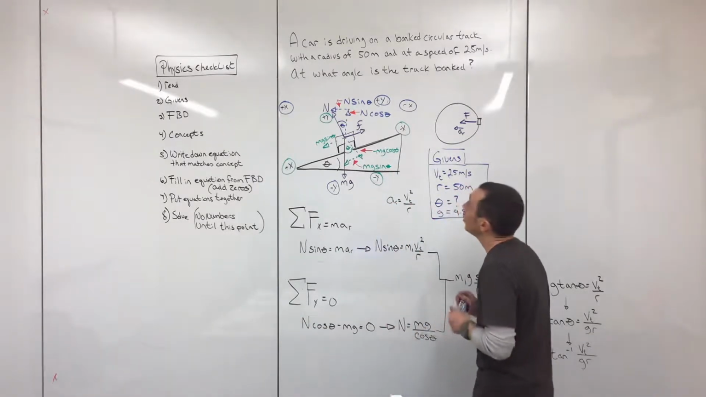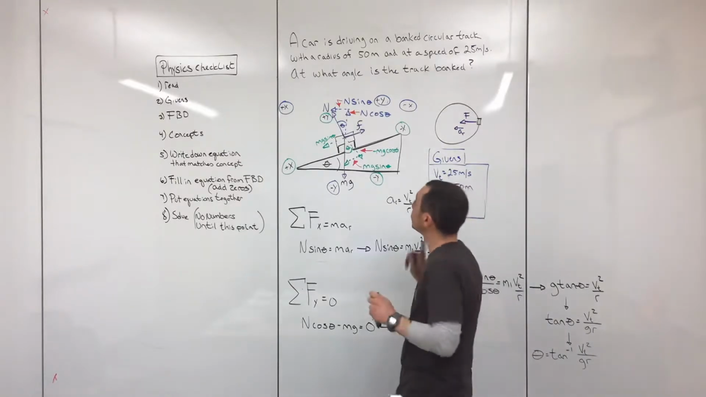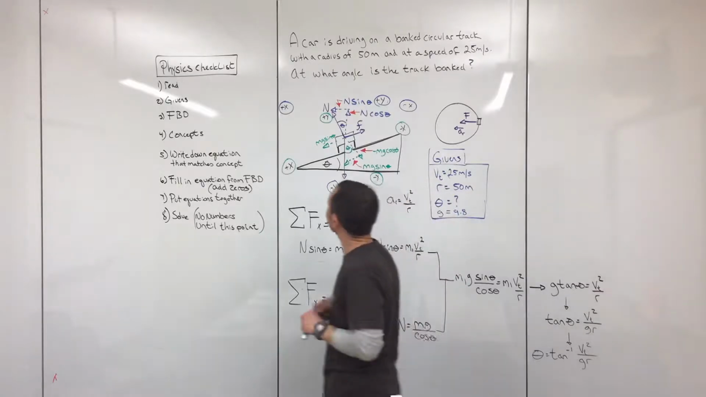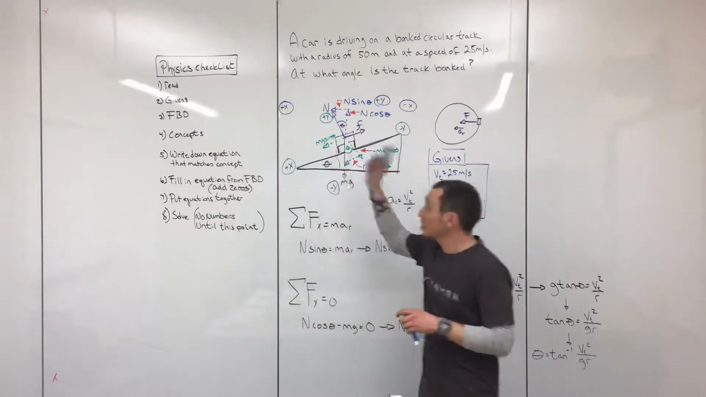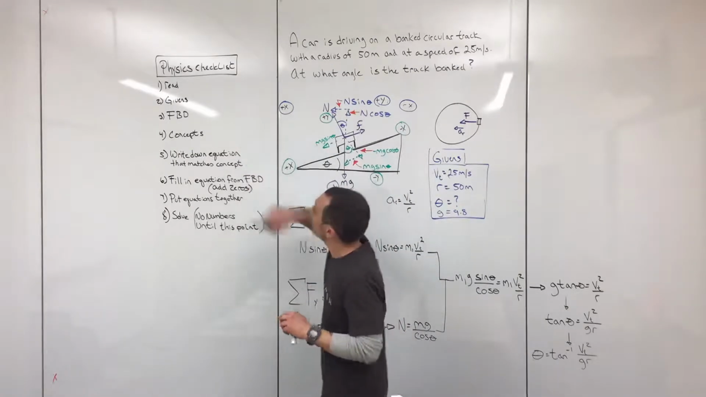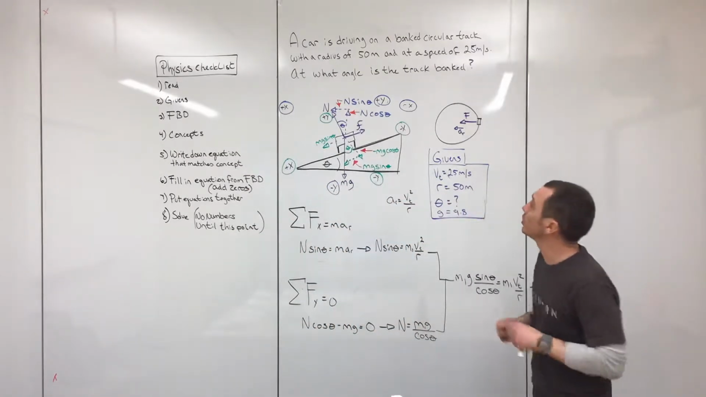Today we're going to be solving a problem using circular motion, a car driving at a banked angle on a circular track. So let's get started. The physics checklist is here to follow through. It won't be there every time, but it's there for us to follow today. First thing we want to do is read the question.